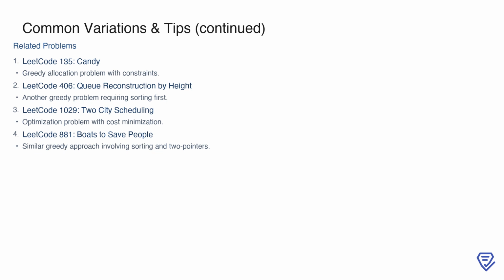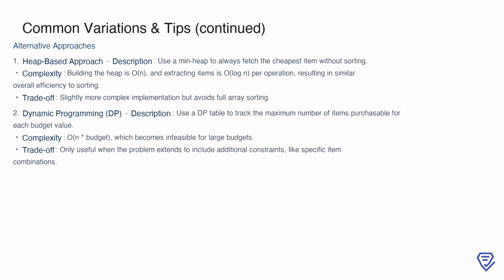Working through these problems can help reinforce the principles of greedy algorithms and improve your ability to apply them effectively in different scenarios. While the greedy algorithm is the most straightforward approach, there are alternative methods that can be useful in specific contexts. For instance, a heap-based approach involves using a min-heap to fetch the cheapest item without fully sorting the array. Building the heap takes O(n), and each extraction operation is O(log n), giving it a similar overall efficiency to sorting. However, this method can be slightly more complex to implement, and its primary advantage lies in avoiding the initial full array sorting.